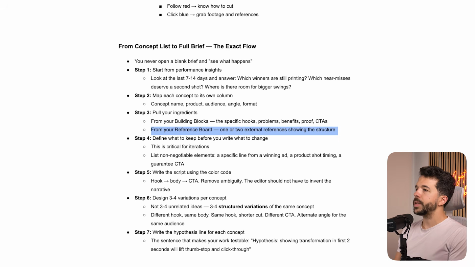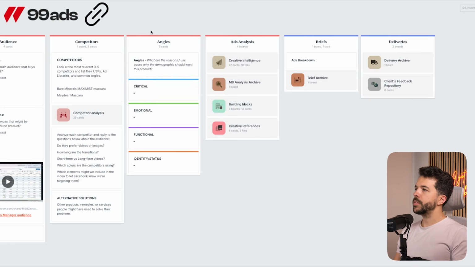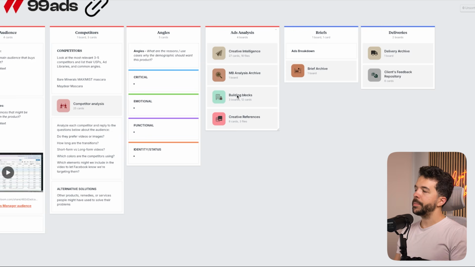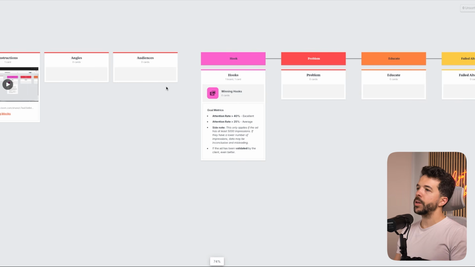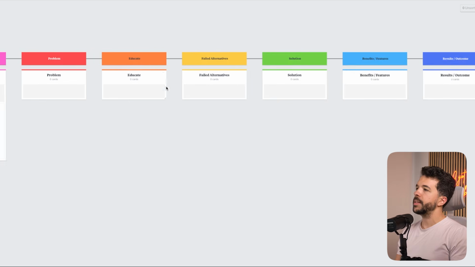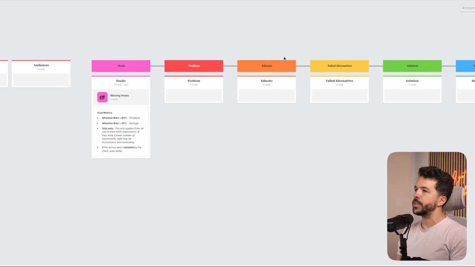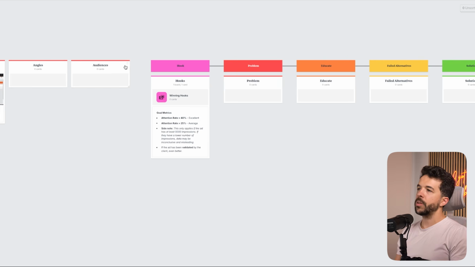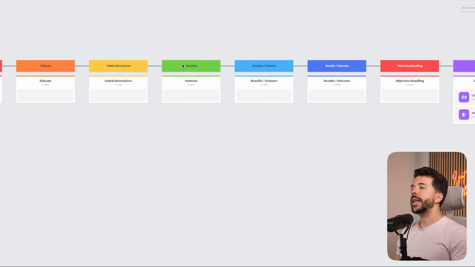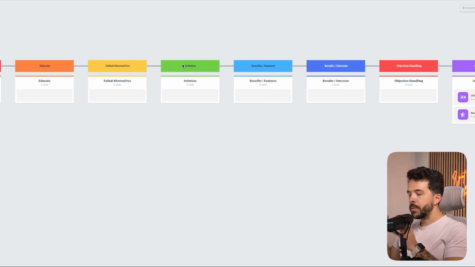So what I'm talking about here, back to our board, to the right side, on the ads analysis level, you have the building blocks repository. This is where you put all of the winning elements of the ads that you analyze: your best performing problems, educate, failed alternatives, solutions, best performing angles, best performing audiences. You want to have a repository of everything that's proven to work.